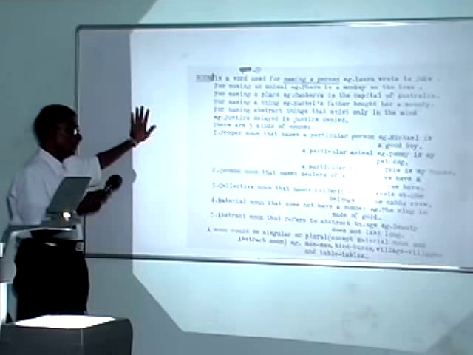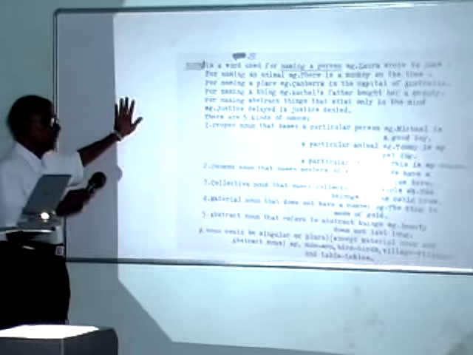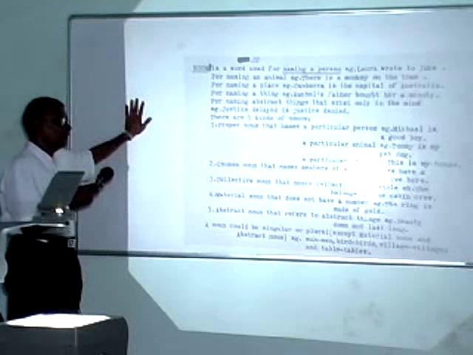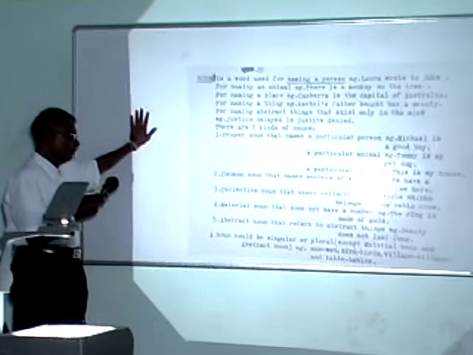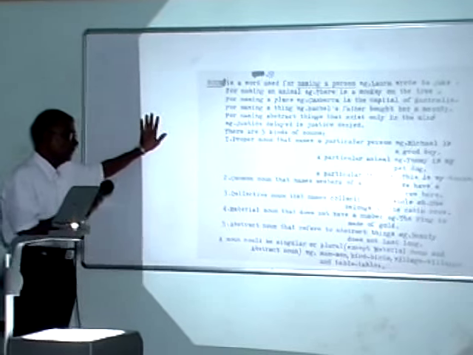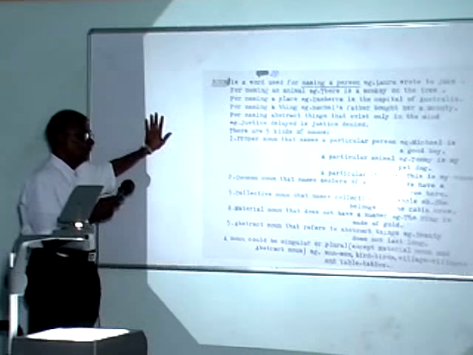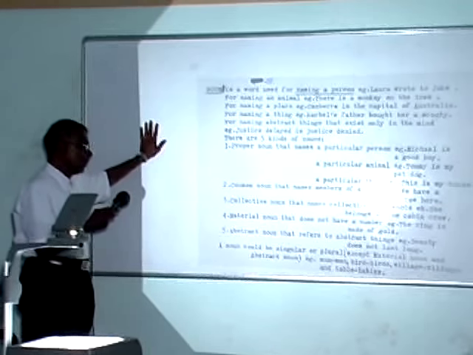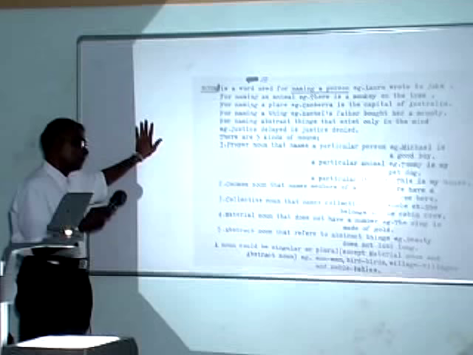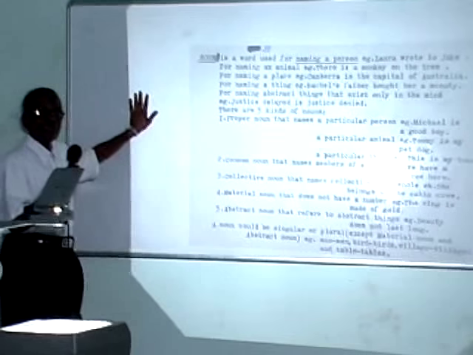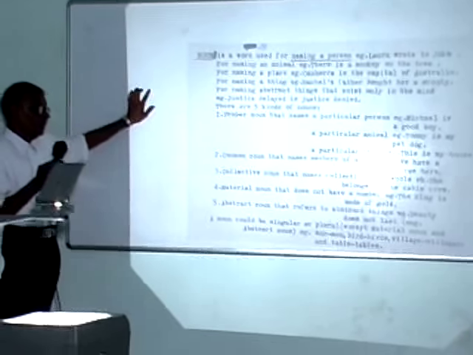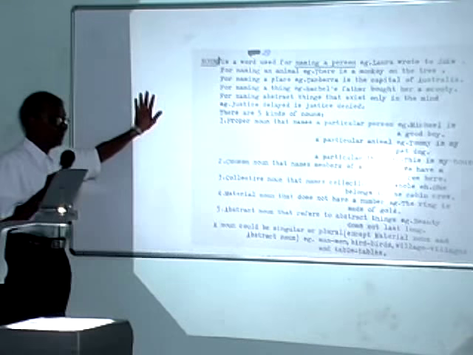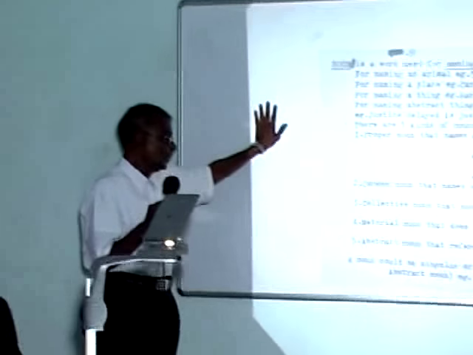Third, collective noun names a collection as a whole, as in she belongs to the cabin club. Fourth, material noun does not have a number, as in the ring is made of gold. And finally, abstract noun refers to abstract things, as in beauty does not last long.